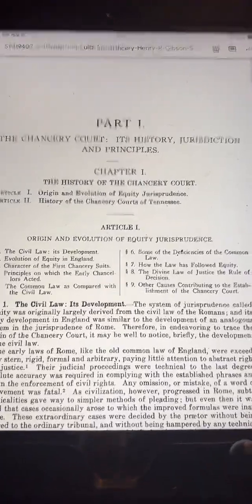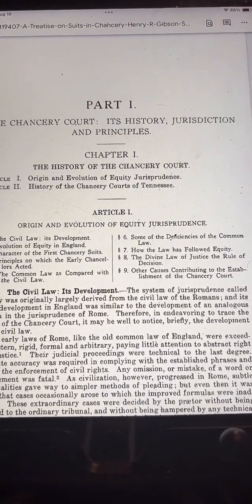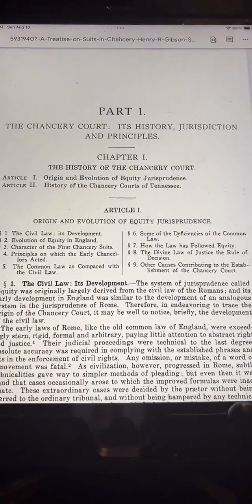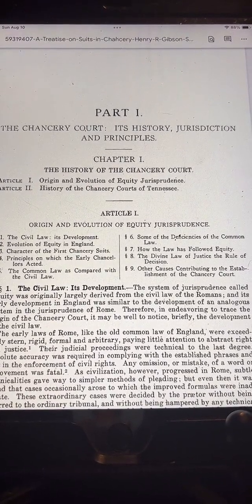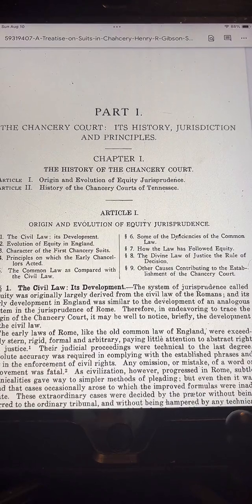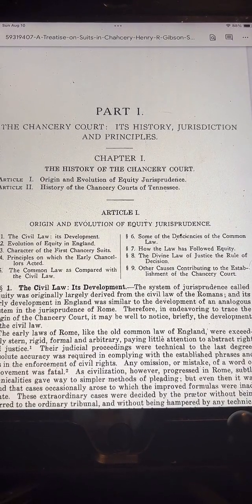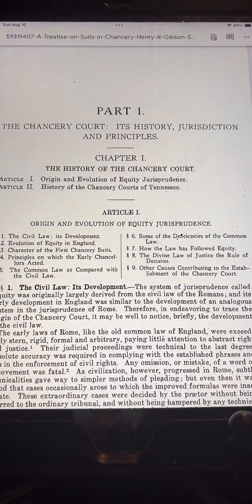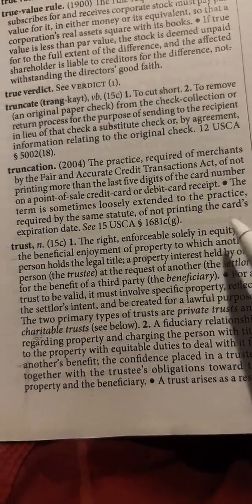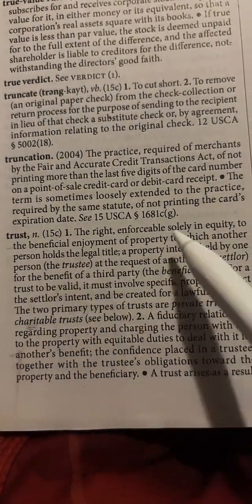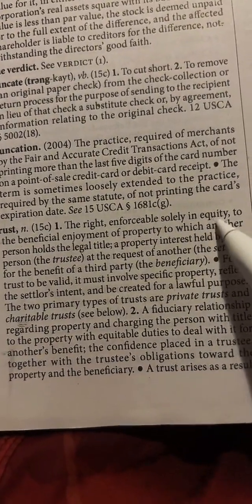and I'll show you this real quick. If we pull up trusts in the Black's Law Dictionary, let me get that for you. Trust. All right, so if we go to trusts in the Black's Law Dictionary, the first thing that it tells you about the trust, where's it at? If you notice in the Black's Law Dictionary, right here under trust, the right enforceable solely in equity. That's the key thing about your trust, is that your trust is only able to be enforced in a court of equity, right?